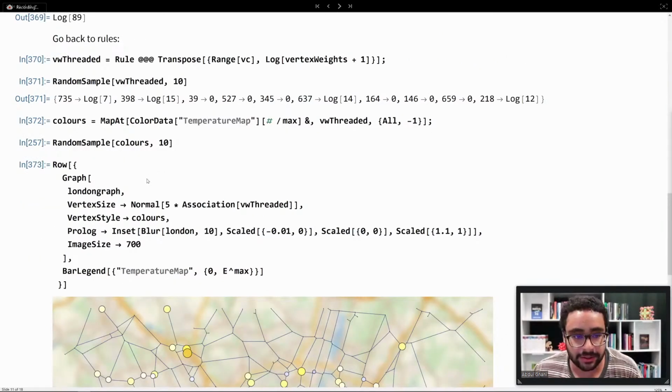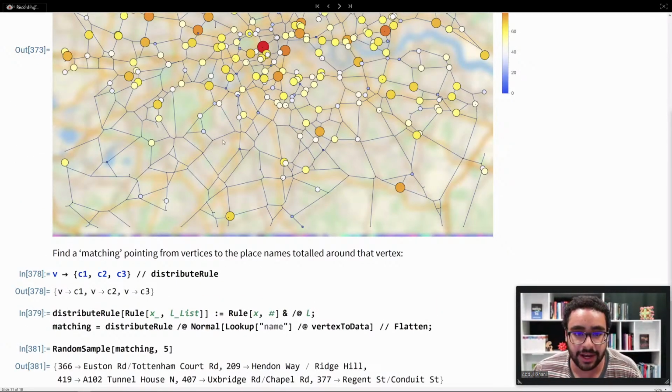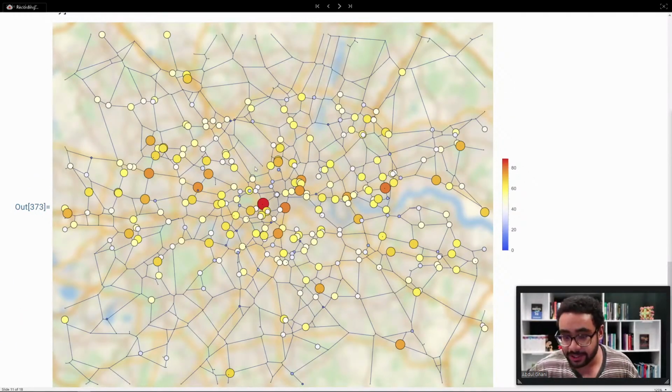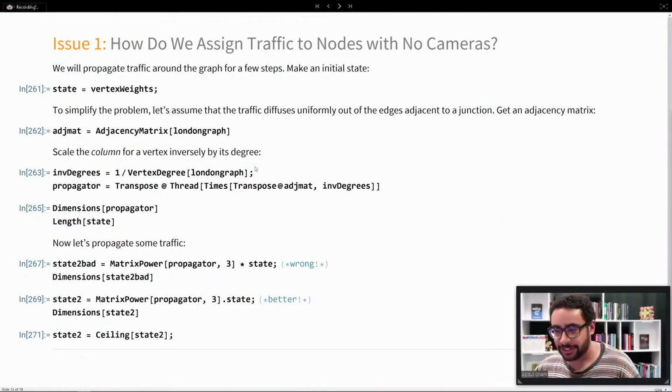We have to decide now how to deal with these nodes that don't have any cars, because probably they have cars there. There's just no cameras there. Also, this has been going on for a bit over an hour, so probably these cars have moved in the meantime. What we want to do a little bit is simulate the motion of cars around this graph just a little bit. So how do we do that?